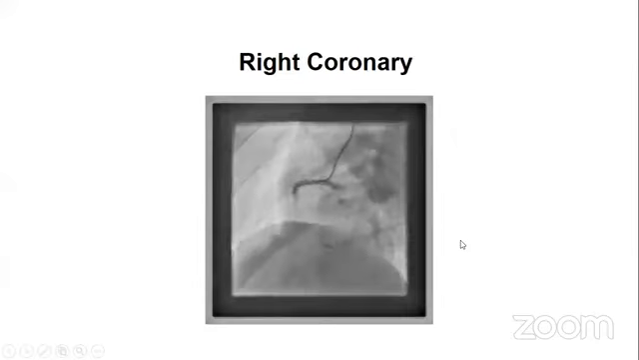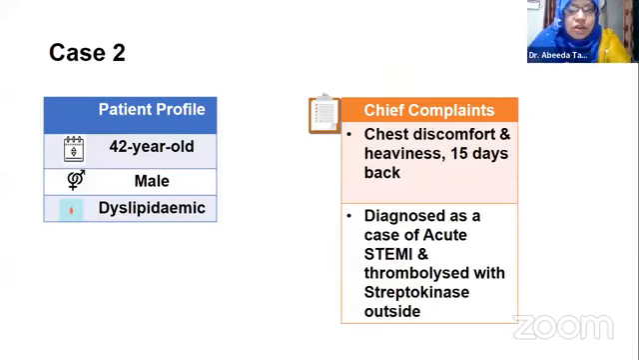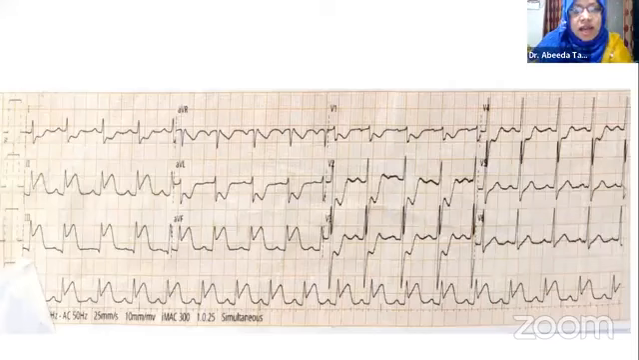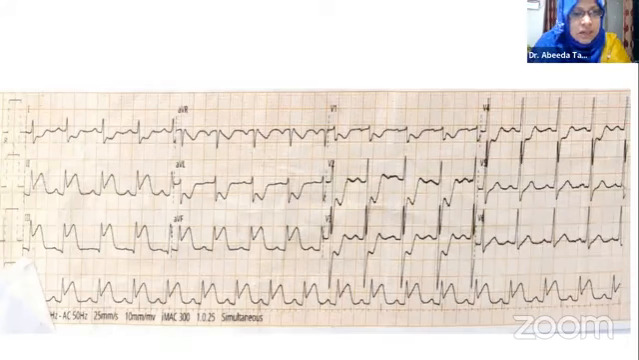Abida, you can go on for the next case. Yes, thank you, sir. So our second case was a 42-year-old male. He was dyslipidemic. He had a history of chest discomfort 15 days back, and at that time was diagnosed as a case of acute ST elevated MI, and he was thrombolyzed with streptokinase. And this was the ECG when he first presented with his chest pain.